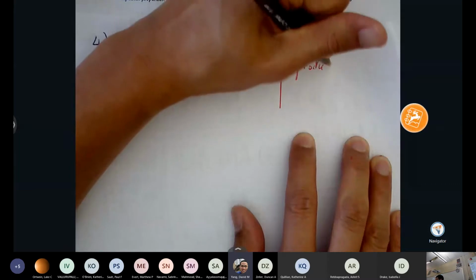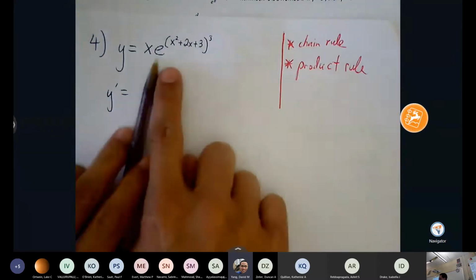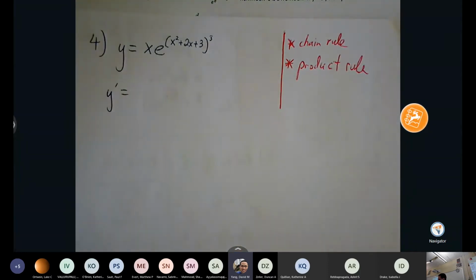Okay, so which one do we use first, product or chain rule? Okay, product is impacting the whole problem, right? The chain rule is just within that e, so that's a smaller portion. We want to do the larger portion first. All right, let me label.